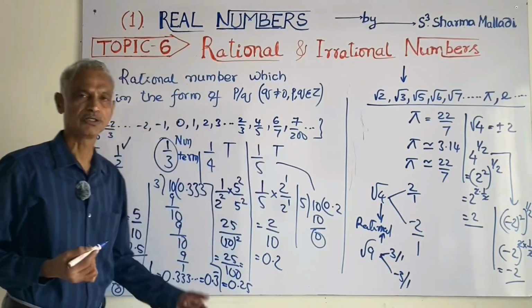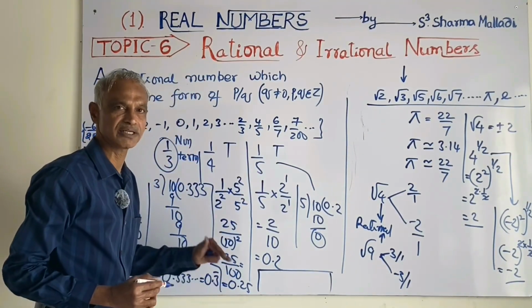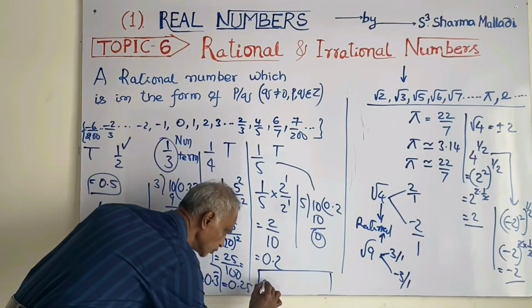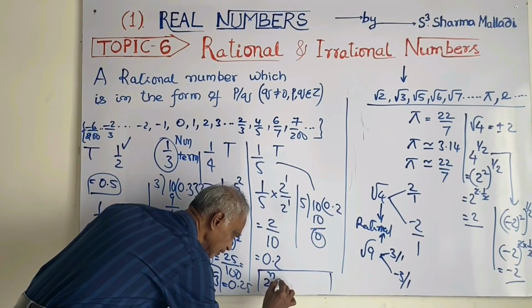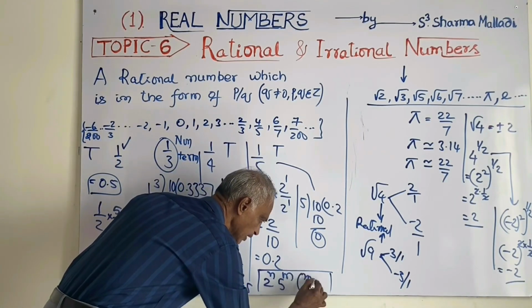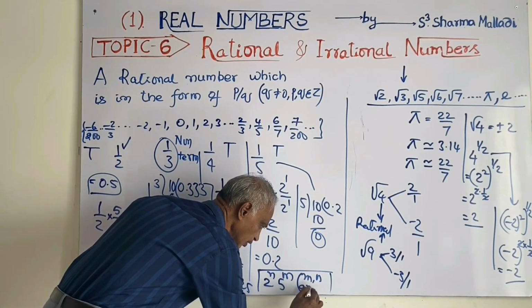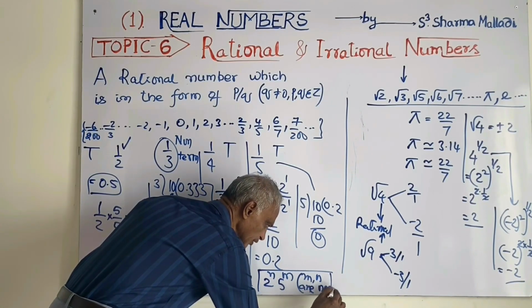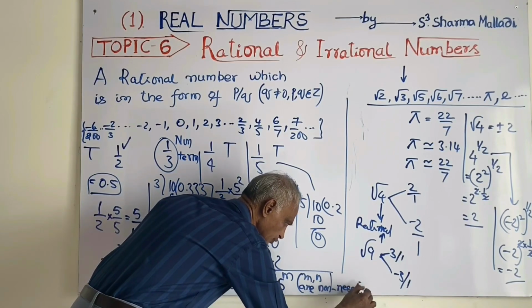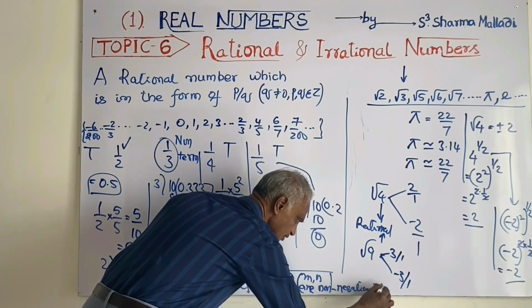This is terminating. This is also terminating. In terminating decimal expansion, denominator is in the form of 2 to the power of n into 5 to the power of m. m, n are non-negative integers.